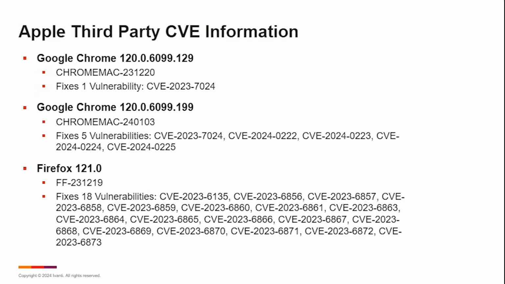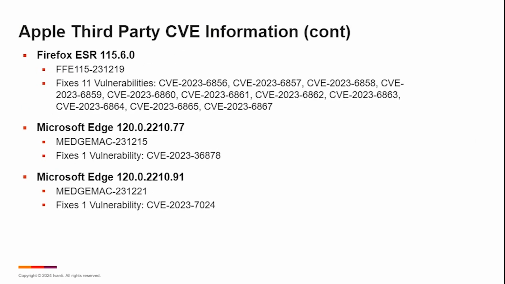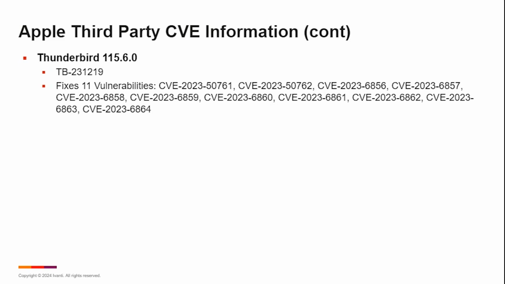On the third-party side, these are the Chrome updates. Again, same ones that you saw on the Windows side showed up here as well. We had a Firefox update for the same 18 vulnerabilities, the ESR version for 11. And of course, on the Apple side as well, Microsoft does release their version of Edge. If you're running that on your Mac OS devices, there were a couple of updates there as well. Again, single vulnerabilities addressed there. And finally, Thunderbird had 11 vulnerabilities as well this month. This was back on the 19th, so right before the holidays. Again, kind of a light release of third-party and Microsoft updates in between the holidays.